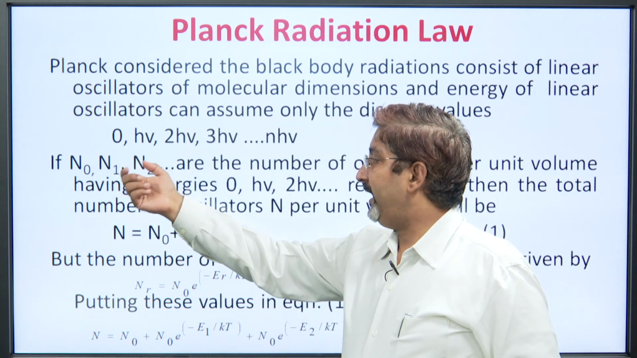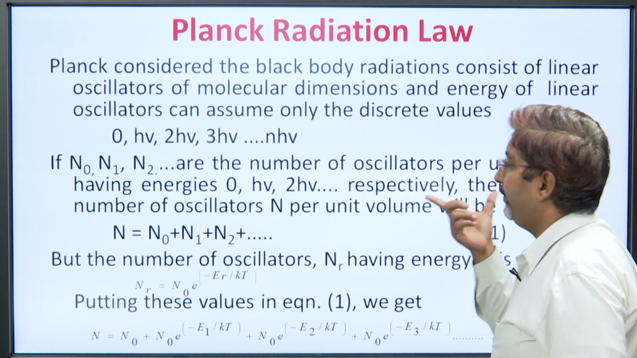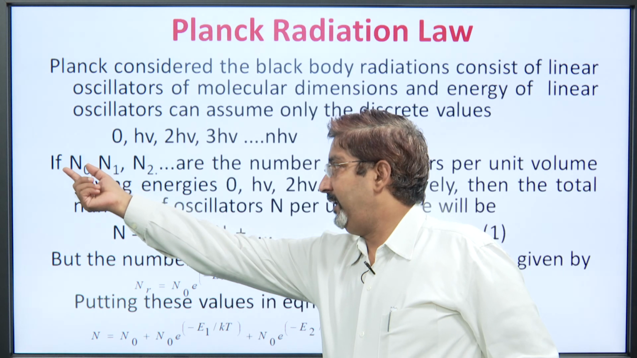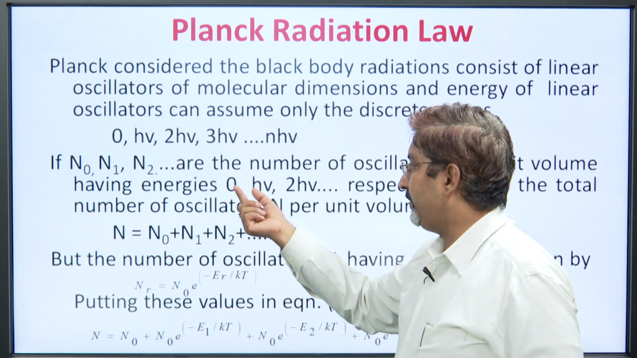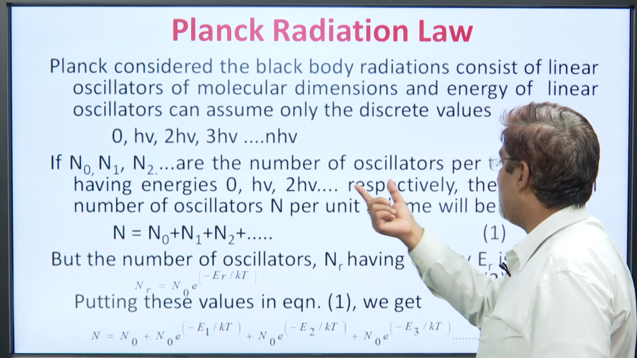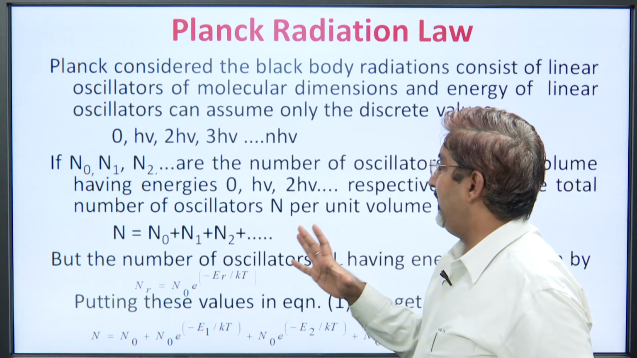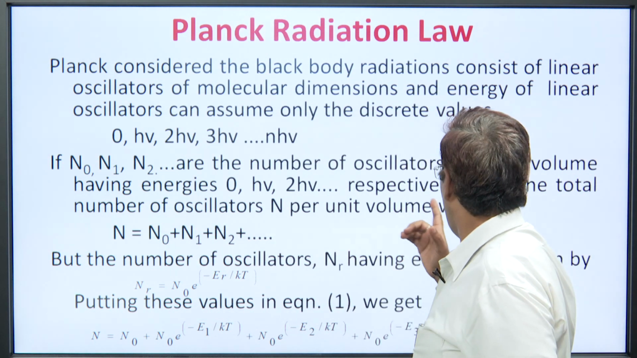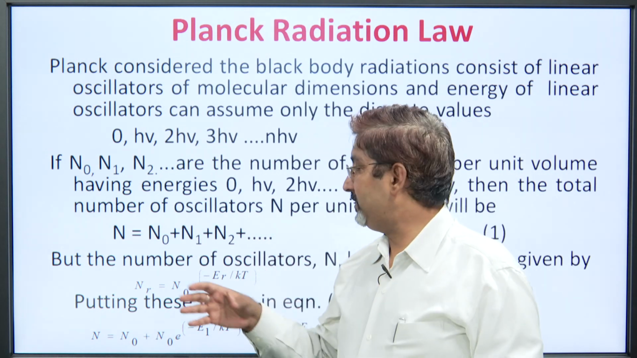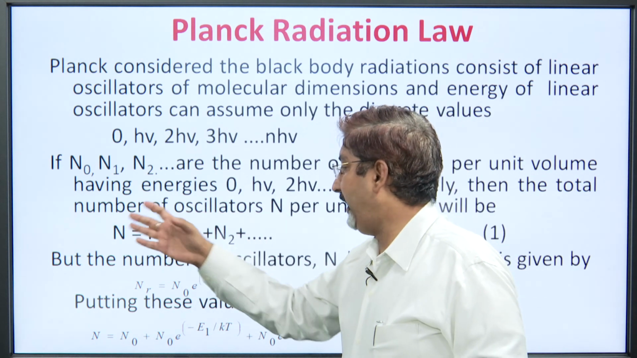If n0, n1, n2 are the number of oscillators per unit volume having energy 0. So, n0 number of oscillators have energy 0, n1 number of oscillators have energy h nu, n2 have 2 h nu and so on respectively. Then the total number of oscillators n per unit volume will be, we have to take the sum of all oscillator numbers n0 plus n1 plus n2 and so on, that will be equal to n.